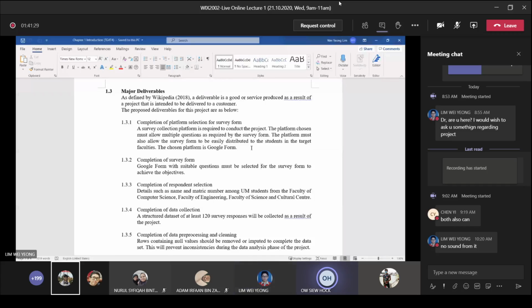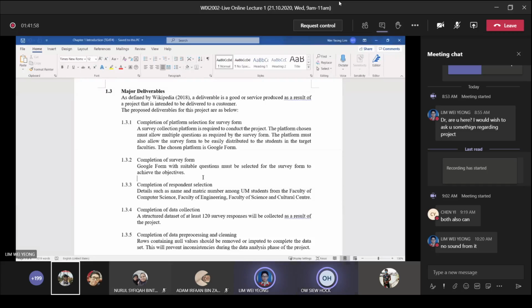Okay, so this is what phase? Completion operation. This one is the description already. So this is under which phase? Like 1.3.1 is under which phase? My phase is just like this one, completion of platform, completion of survey form. Yes, this is my phase actually. The first line is your phase, then the second line and below is some description as well as the deliverables.